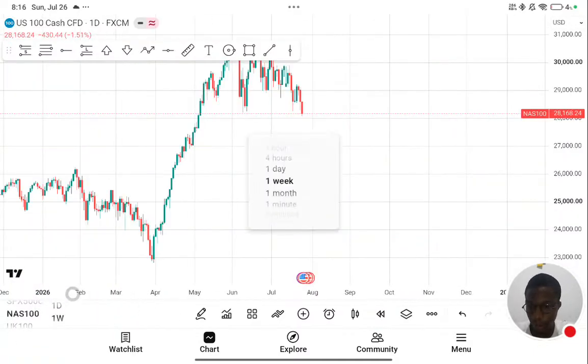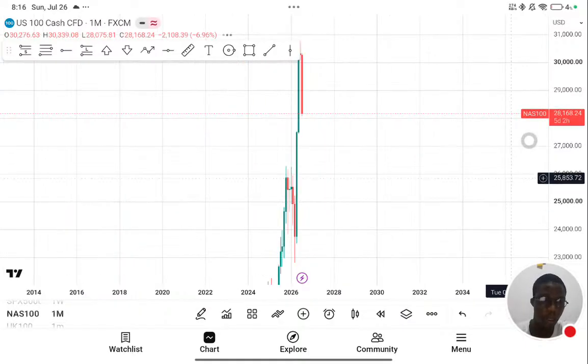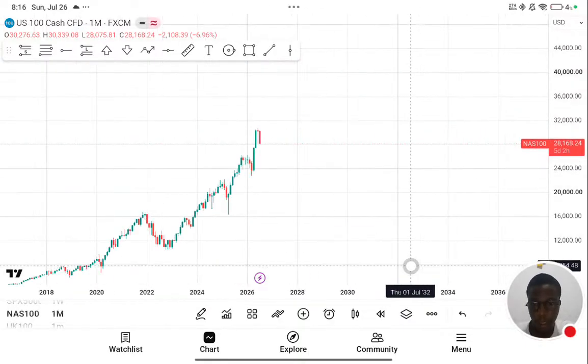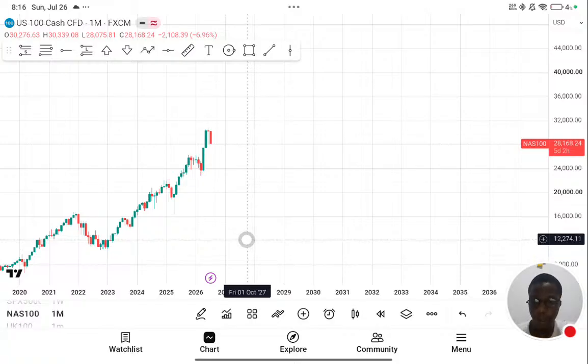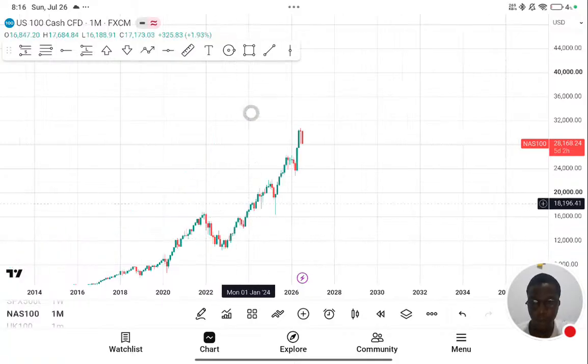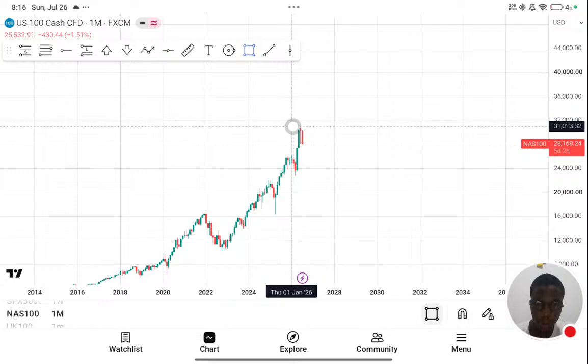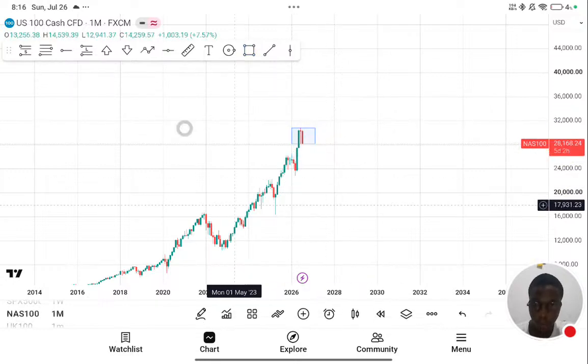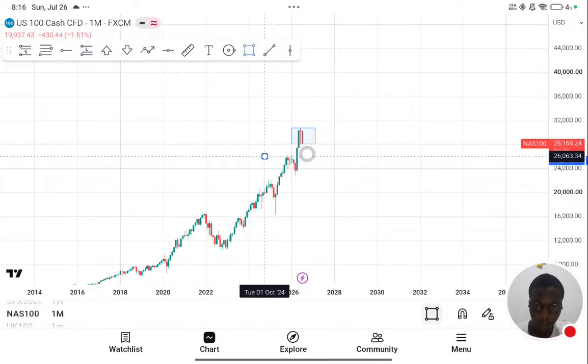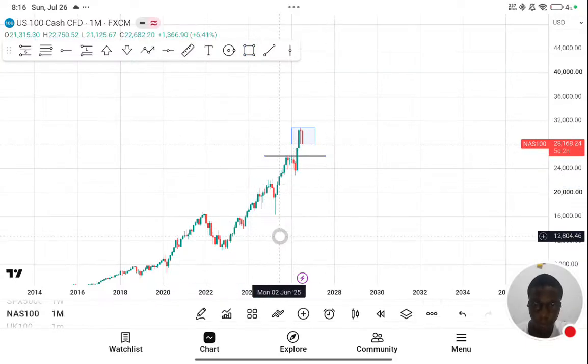So Nasdaq moves in similar fashion with the S&P 500. Can you see they are looking the same? So it's just been looking for more. Look at the previous zone.